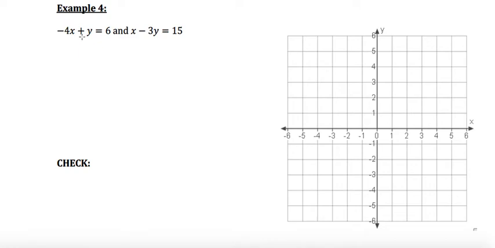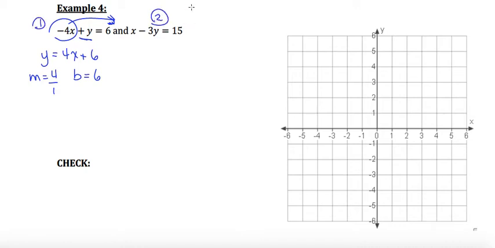So my y is already positive on the left-hand side, so I'm going to move over my -4. Remember, when I move it over, it becomes the opposite sign. So I have y is equal to positive 4x plus 6. So my slope is 4/1, and my y-intercept is 6. So this is equation 1.